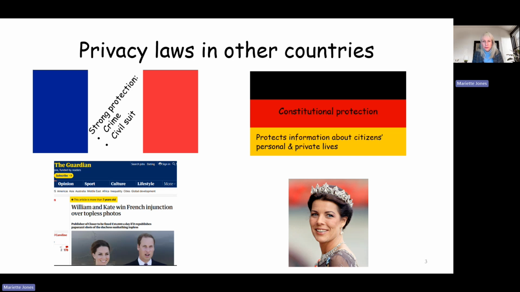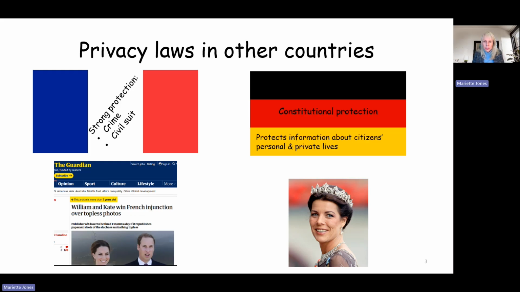The Prince and Princess of Wales, for instance, have successfully sued the media in France for intrusive paparazzi photographs taken of them on their honeymoon, as well as more recently in 2025 of their family holiday. Princess Caroline of Monaco has, in the von Hanover cases, which we'll return to later in this lecture, also vindicated her privacy rights, this time at the European Court of Human Rights.